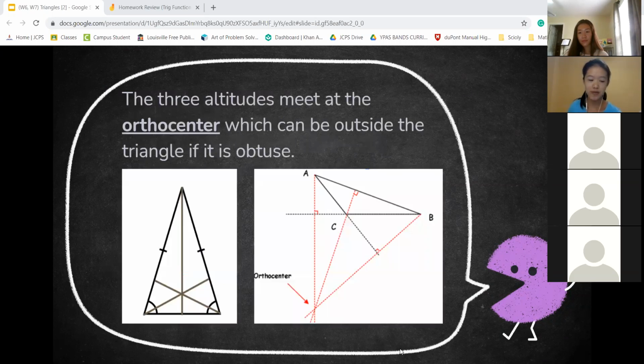So if you draw out the 3 altitudes of a triangle, they'll meet at a single point called the orthocenter. The weird thing about altitudes though is that if you have an obtuse triangle, the altitudes can be kind of weird. For an obtuse triangle, if you want to draw an altitude, you have to extend some of the sides in order to make them meet. And if you connect the 3 altitudes of an obtuse triangle, the orthocenter is actually going to be outside of the triangle instead of inside it.